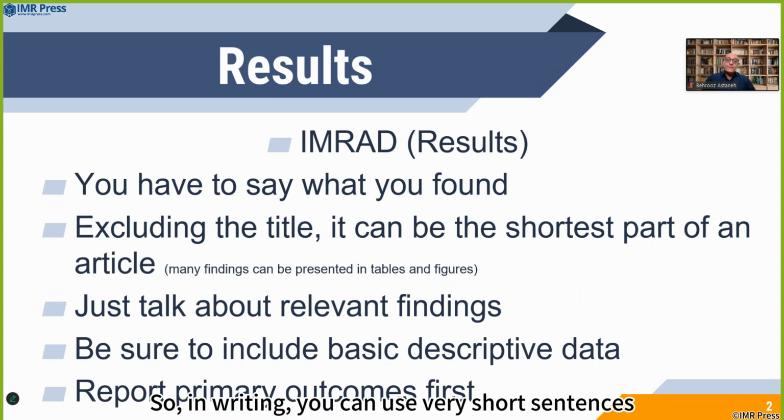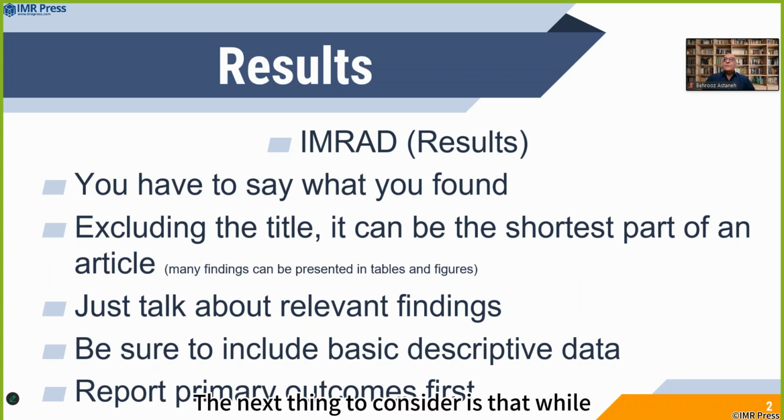So in writing, you can use very short sentences, just telling the readers what you exactly found. And there is a place in tables and figures that lets you show the numbers and percentages or p-values, and all of them can be compacted in the tables or sometimes in some figures.